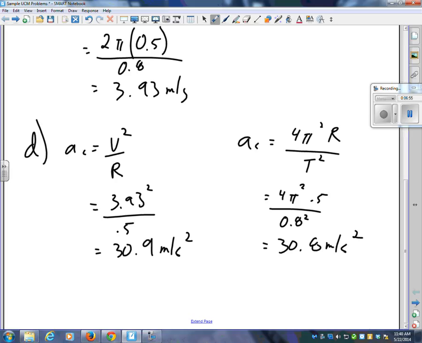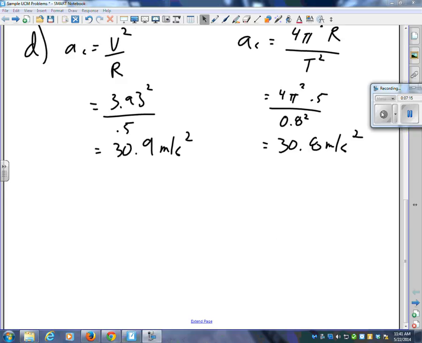Now, what would be the advantage of doing it the second way here? You don't have to find your velocity for this. For the second one, you don't have to find the velocity. So this is more of a two-stepper, and this is more of a single-stepper, but the formula is a little bit bigger. I mean, the acceleration is going the same way.